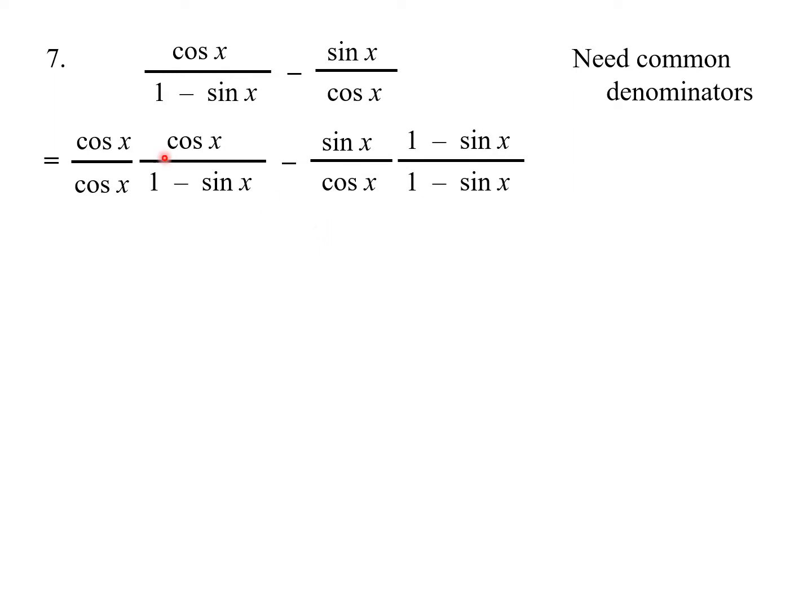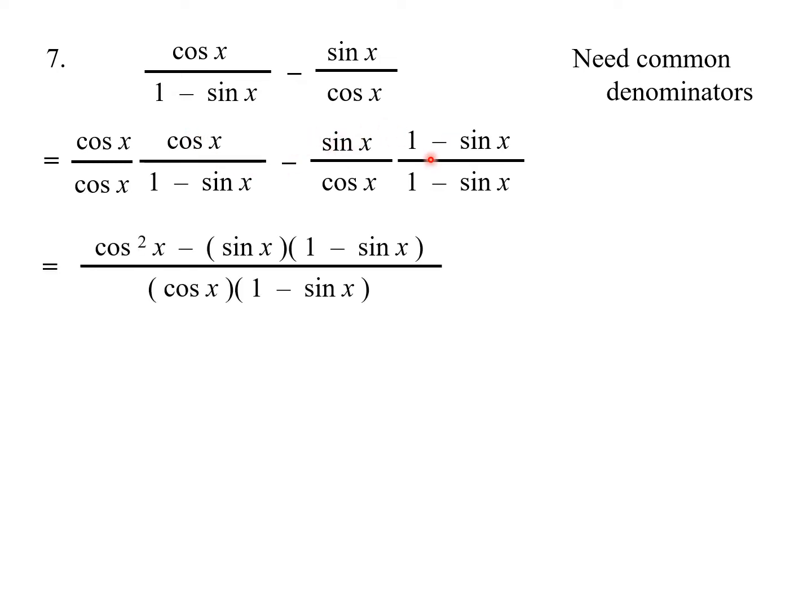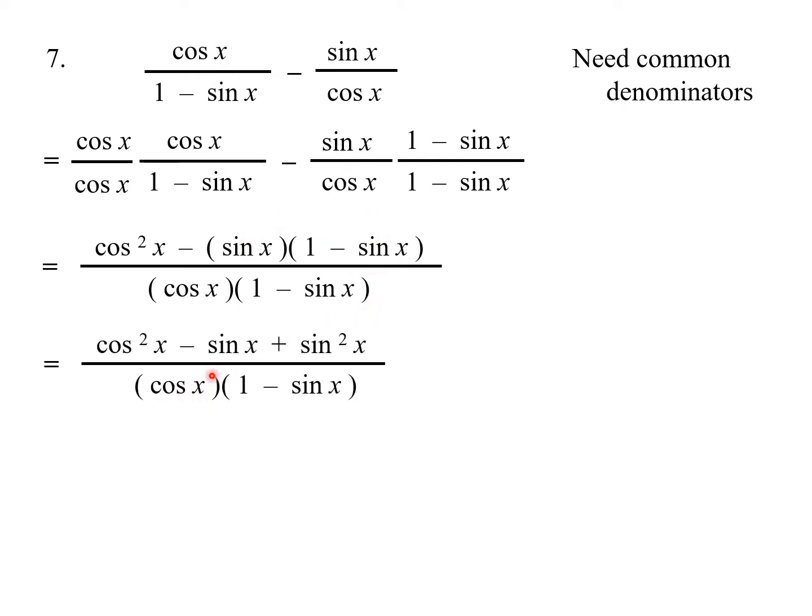And then in the numerator, the first term will be cosine of x times the cosine of x, which is cosine squared of x, minus the sine of x times the quantity 1 minus sine of x. Okay. Now I'm going to distribute the sine of x through that parentheses, and we're going to get this. Okay. Note the minus sign. Negative sine of x times negative sine of x is positive sine squared of x.